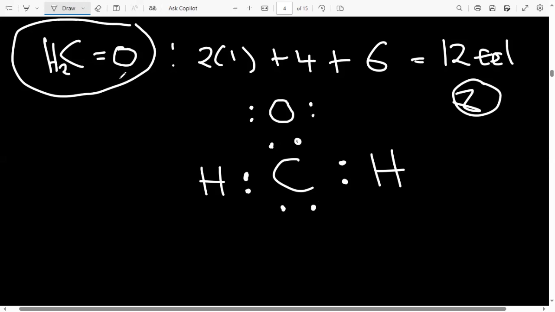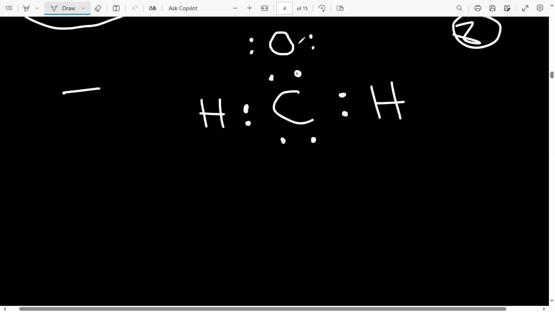And then how do you determine the geometry from the Lewis structure? You determine the geometry by identifying how many points the central atom is connected to. By points, it can be a single bond, a double bond, a triple bond, or a lone pair. This one here is a single bond, because 2 electrons you can represent with a line like this.